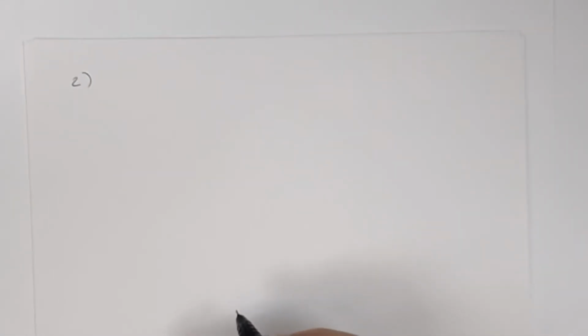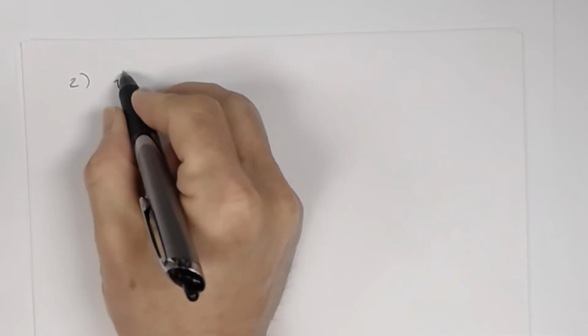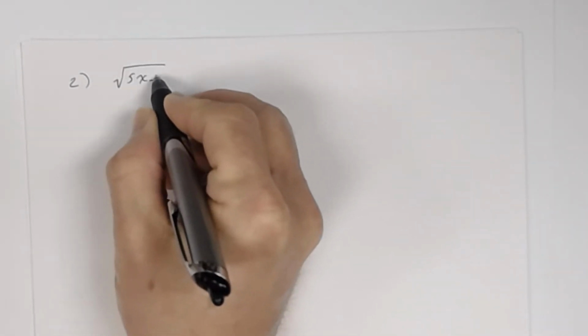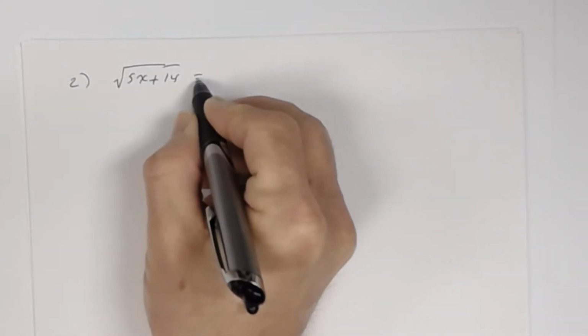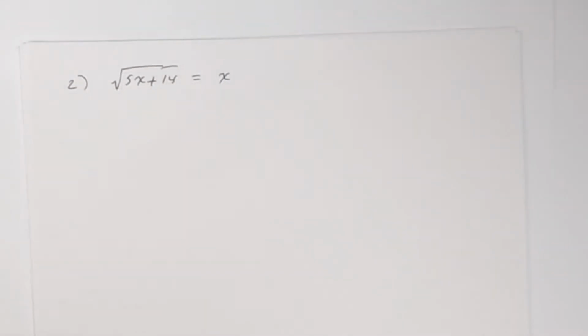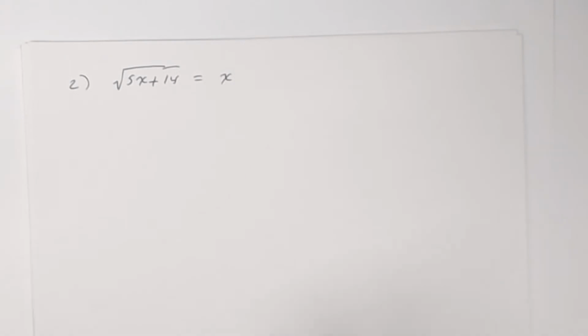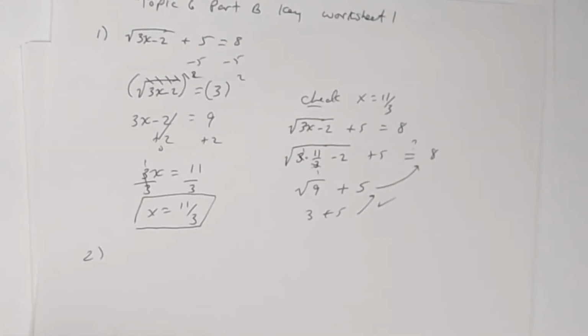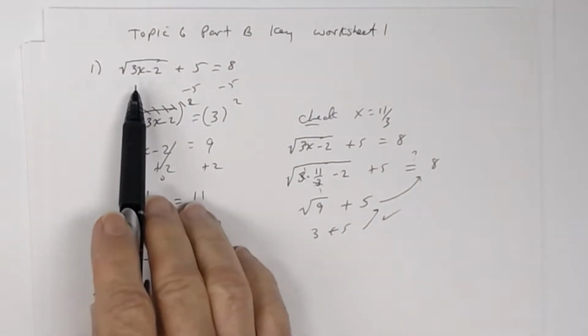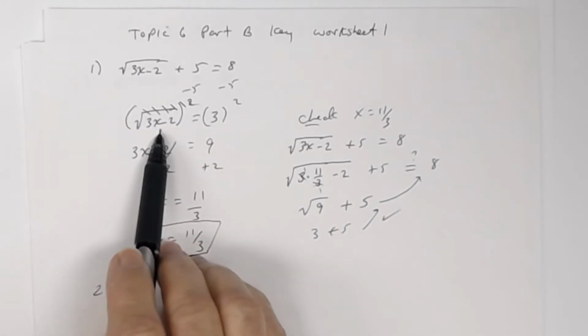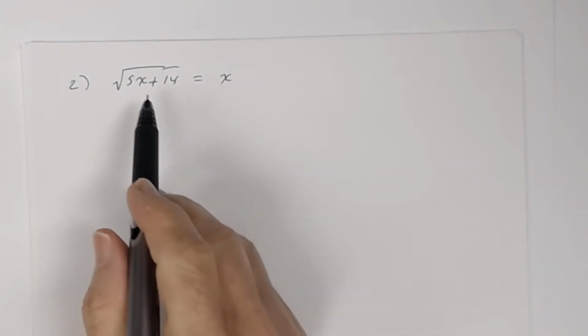All right, here's number 2. We have the square root of 5x plus 14 is equal to x. Now remember, we have to get the radical expression by itself, just like we did here. In this case, though, number 2, it is already by itself.